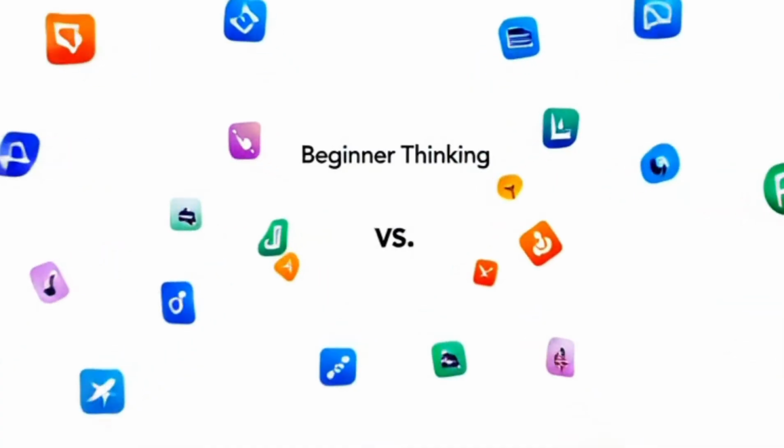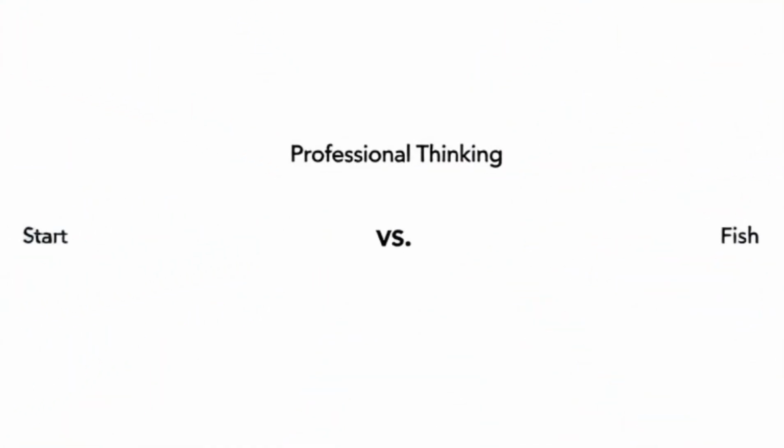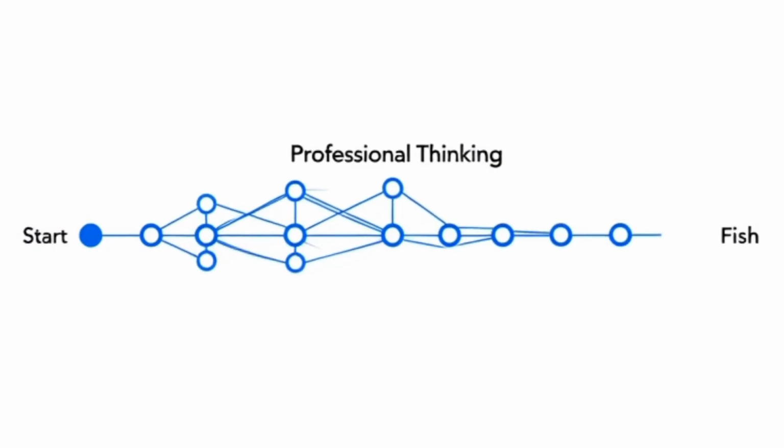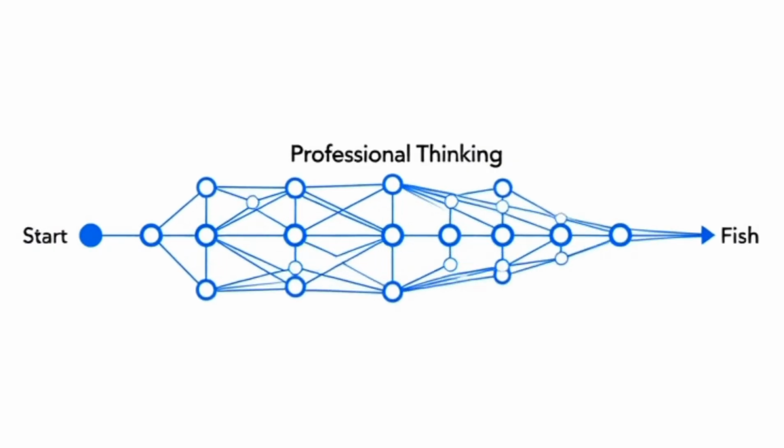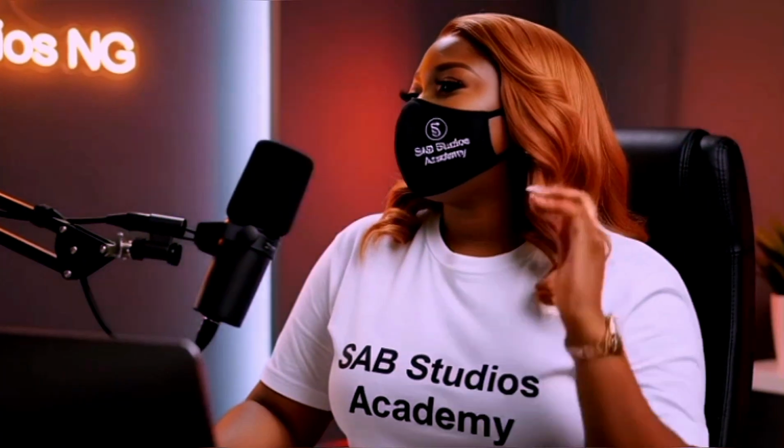What does that mean? Most beginners think in apps. They think, I need Midjourney, I need Runway, I need 11 Labs. They're thinking about individual tools. But professionals think about workflow. They think about the process, the steps, the flow from beginning to end.